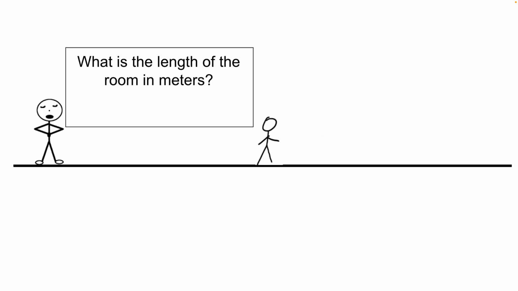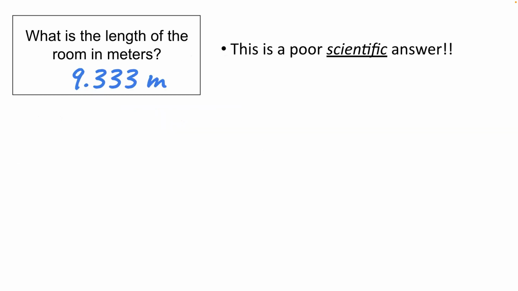left. So the student returns to the teacher and the whiteboard, and what do they write down? 9.333 meters, because they're following the rule from their math teacher who said to always write down 3 decimal places, always, always, always. What do we think of that result? In fact, this is a poor scientific answer.